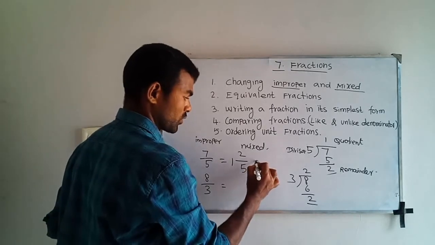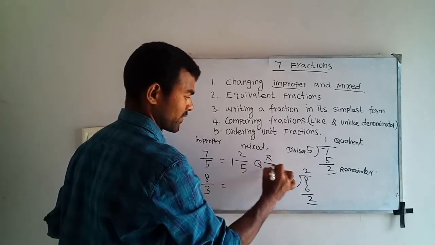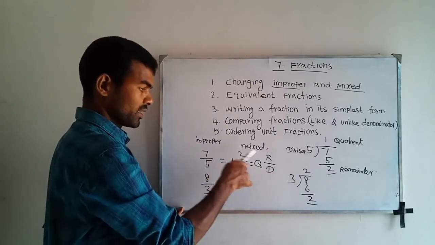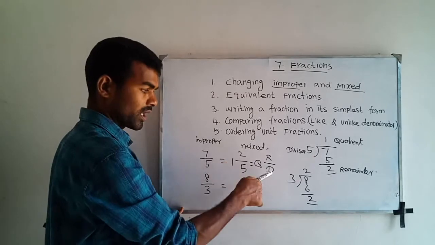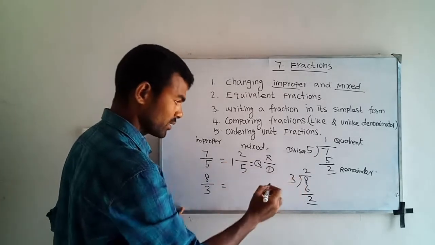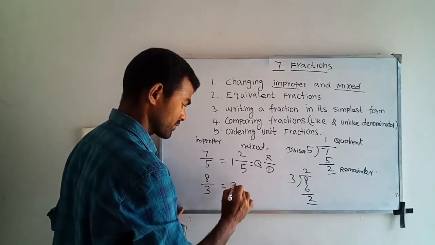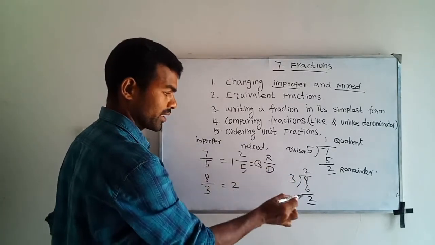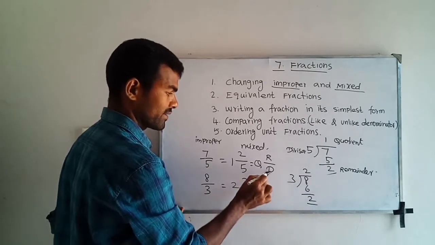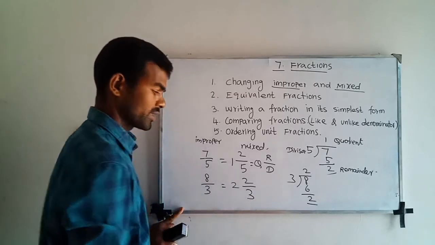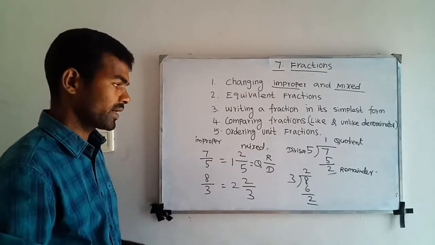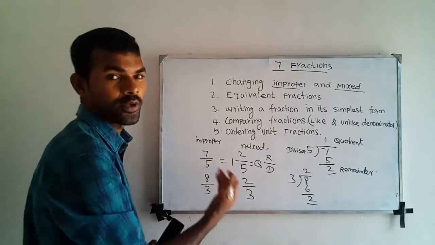Now what do we have to write? In the form quotient, remainder divided by divisor. Like this form we have to write. Quotient as the whole number, remainder as the numerator and divisor as the denominator. So what is the quotient here? 2 is the quotient. And what is the remainder? The remainder is 2. And what is the divisor? 3. So this is the answer. Like this only we have to solve.